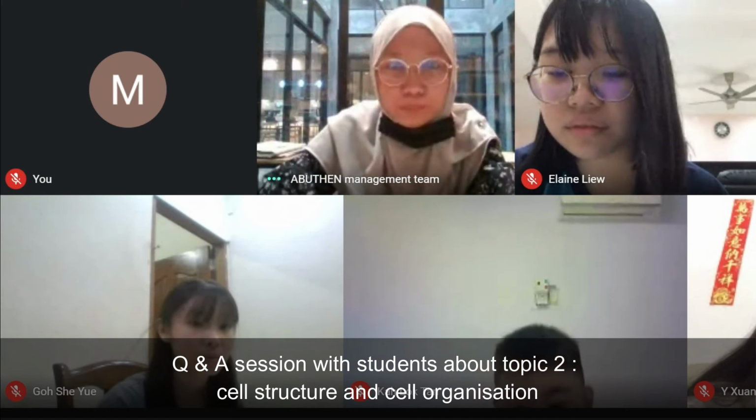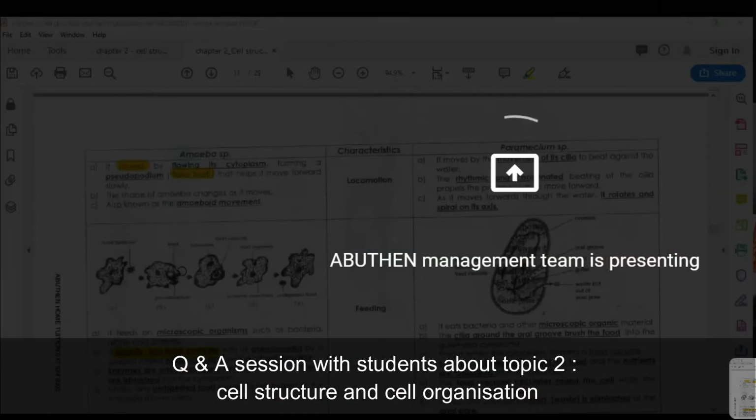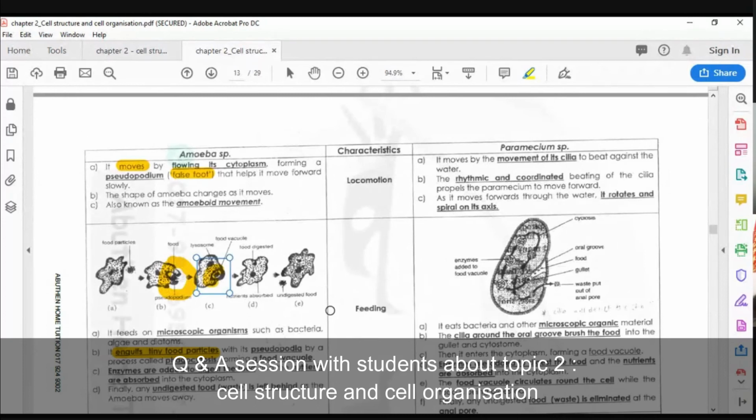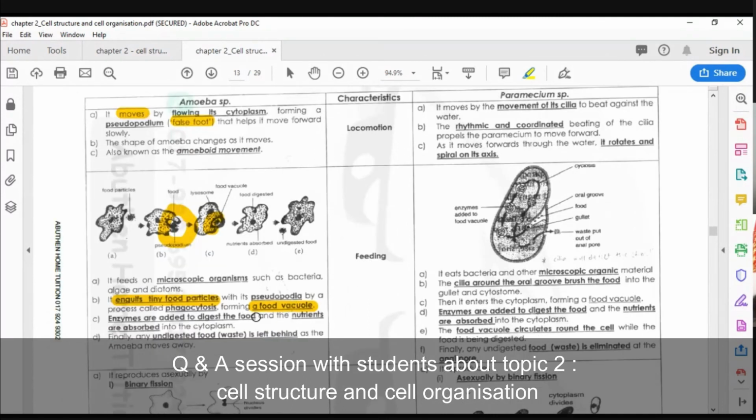This one. They engulf, and form the food vacuole. Okay, remember food vacuole. And then inside the food vacuole, they add enzymes to digest the food. After the enzymes work, they absorb all the nutrients into the cytoplasm. And then the waste is left behind. This is the waste. Can you understand?